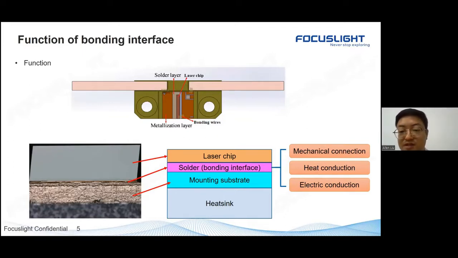There are 3 functions for the bonding interface. The first one is a mechanical connection: we connect the laser chip on a substrate by a bonding interface. Then we need to transfer the heat from the laser chip to the mounting substrate, even to the heatsink, so the bonding interface has a function of heat conduction. Then when the laser chip is emitting, we need to conduct the electricity from the laser chip to the heatsink as an electrode.